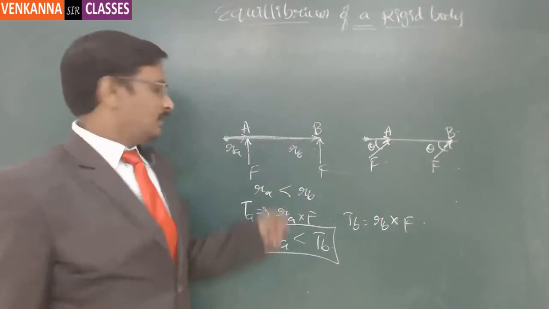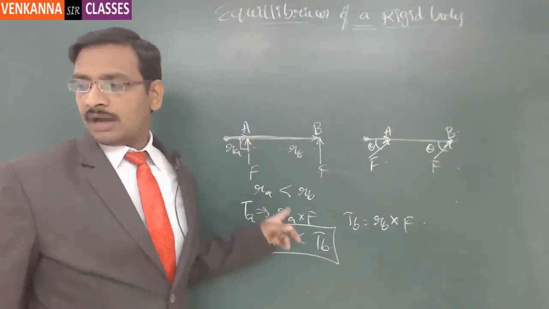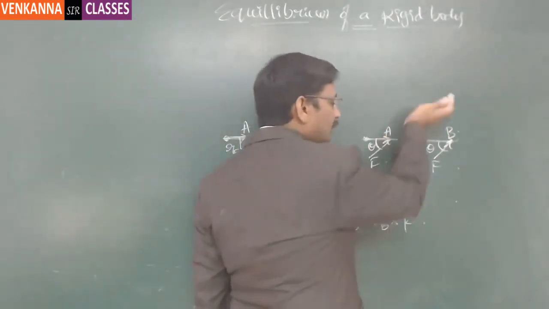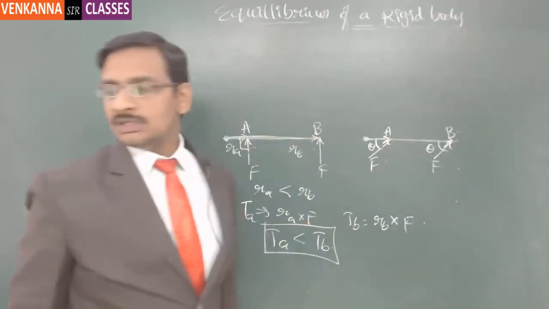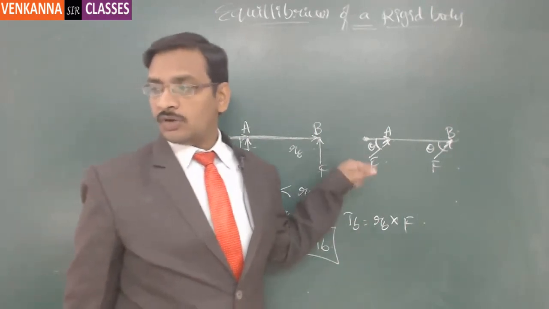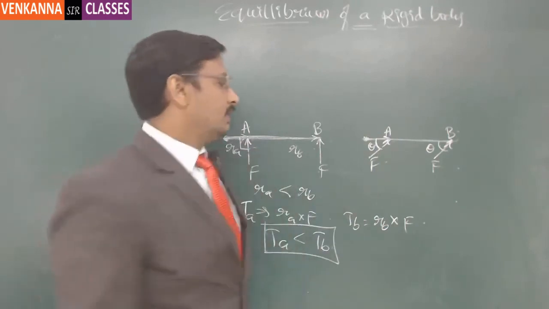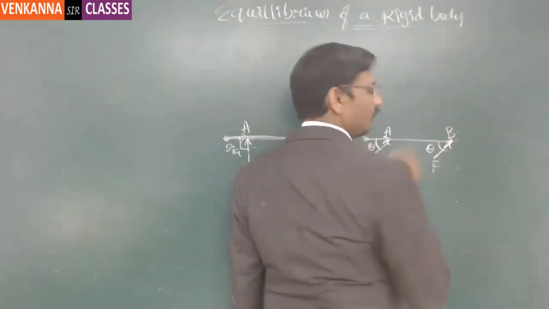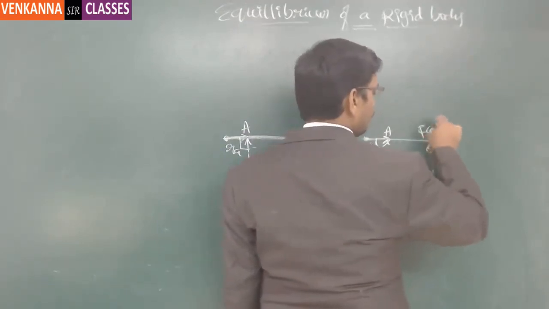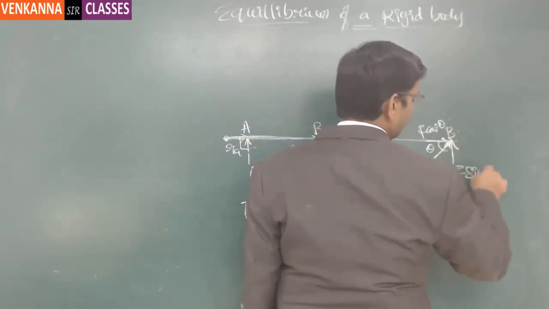Here, because it is perpendicular to the radius, we have straight away taken R into F as the product. But here it is not perpendicular. With a certain angle I have applied the force. Now what will be the effective force which is essential to rotate this particular body? If I divide F into two components, one is the horizontal component, that is F cos theta, and another is the vertical component, F sin theta.